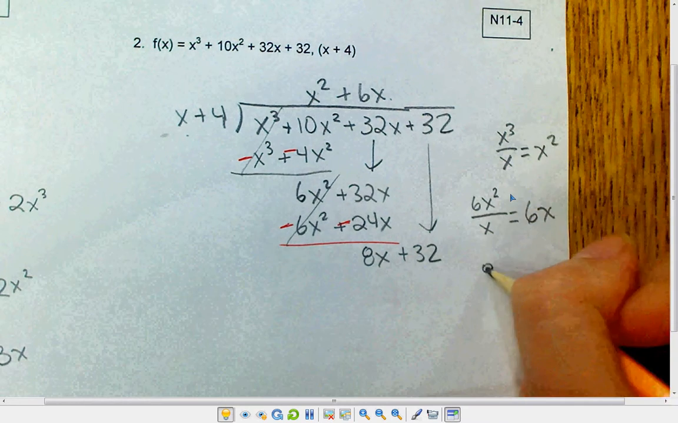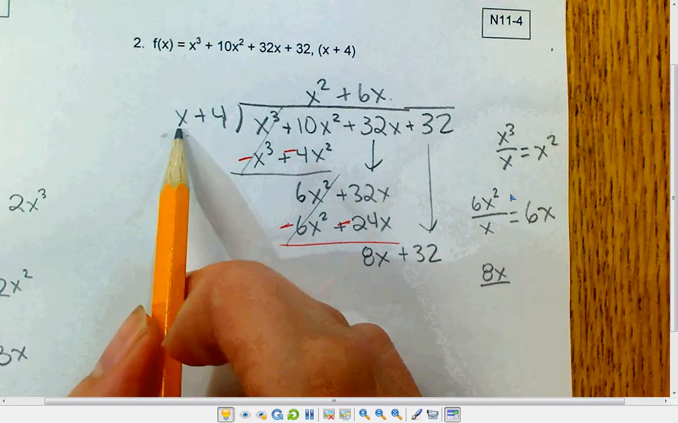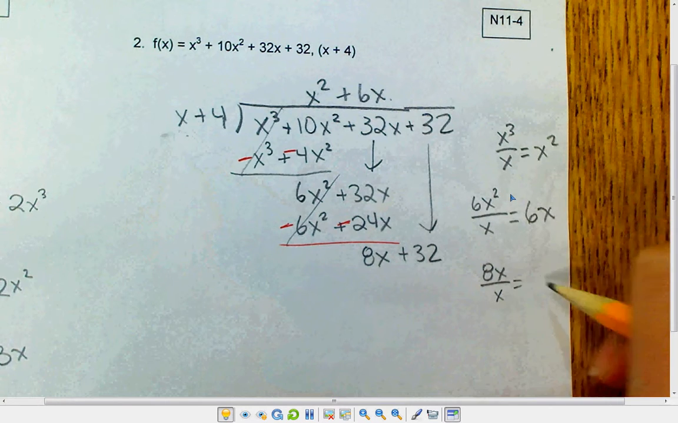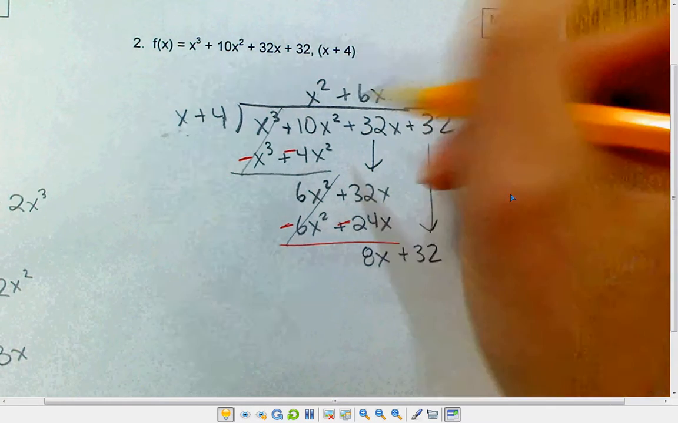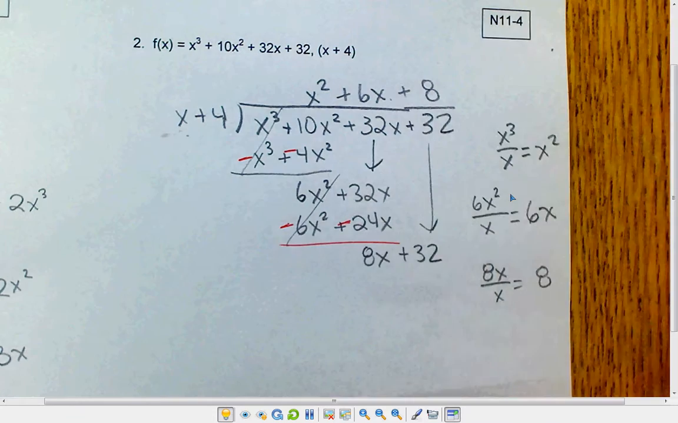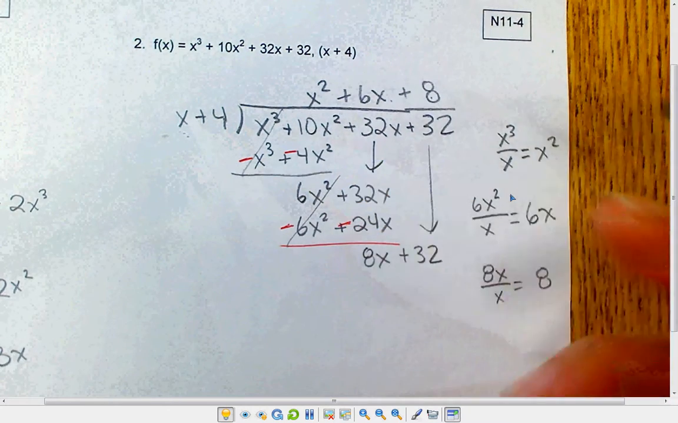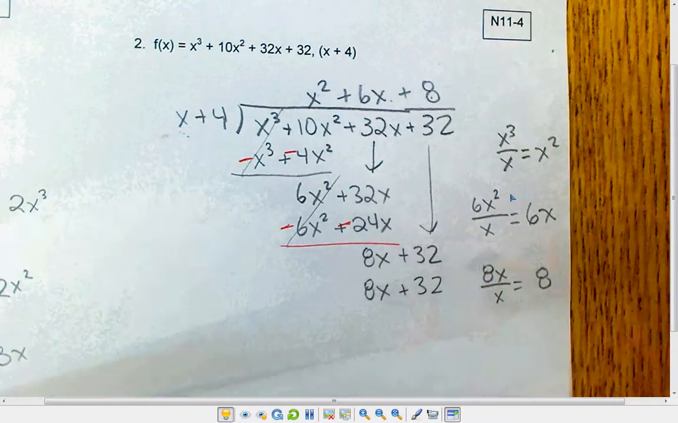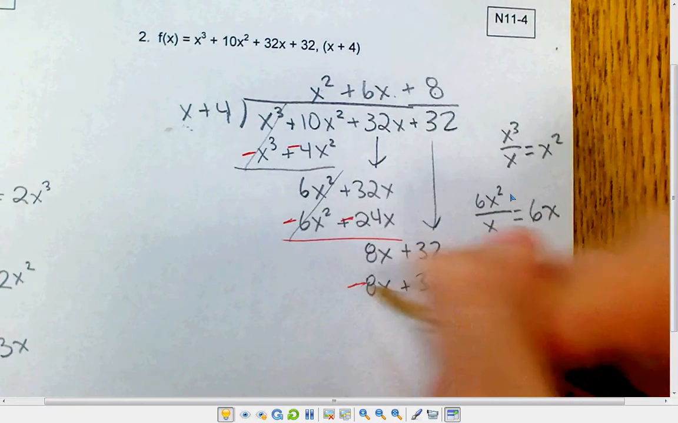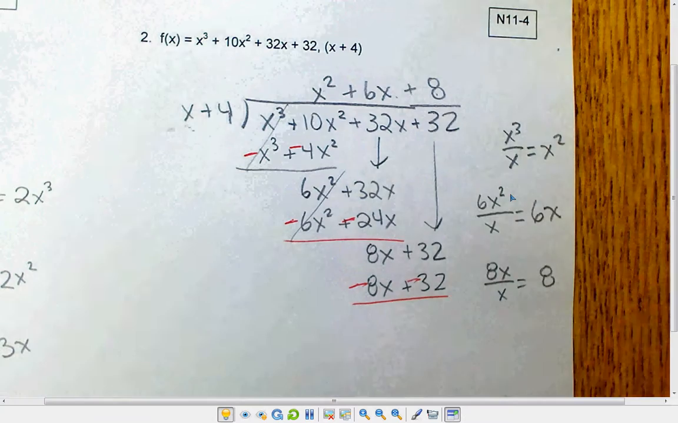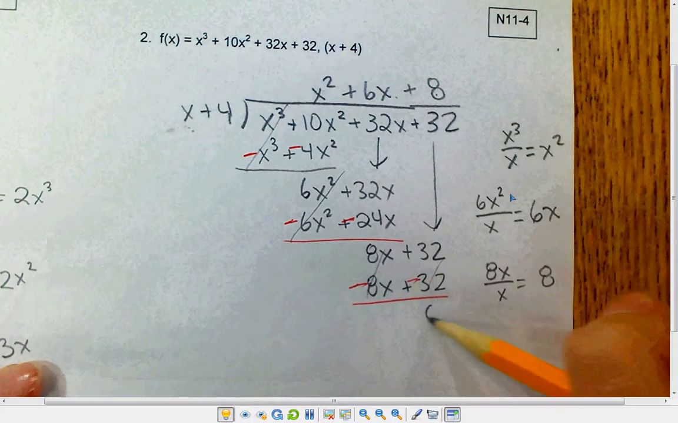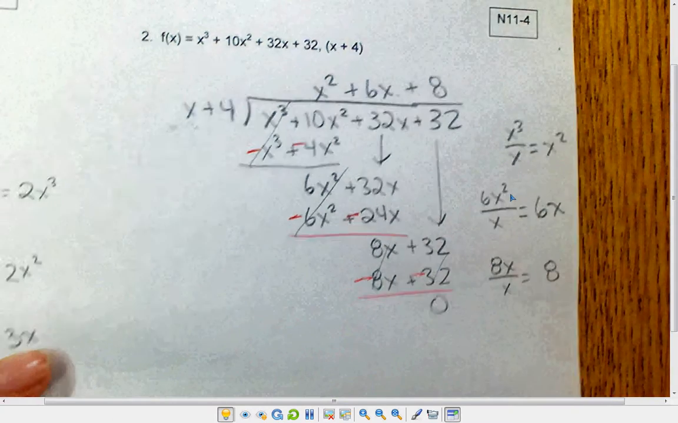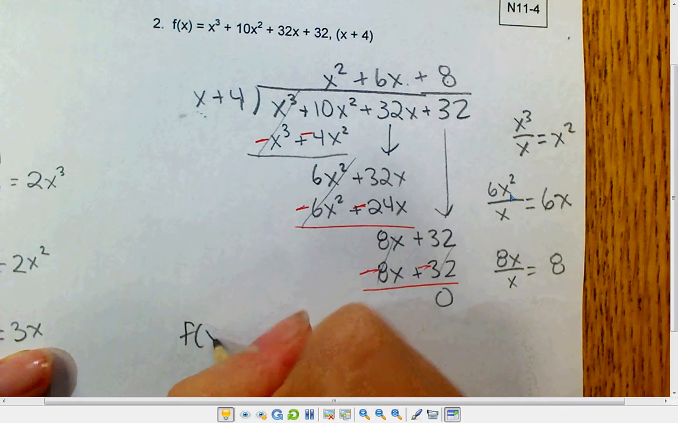We're going to do the exact same thing. So 8x divided by our first term again, which is x, which just leaves us 8. So up here we have plus 8. We're going to do 8 times x, which gives me 8x. 8 times 4, which gives me plus 32. When I change both of these signs, they both cancel out to give me 0, which is good. That's my remainder.